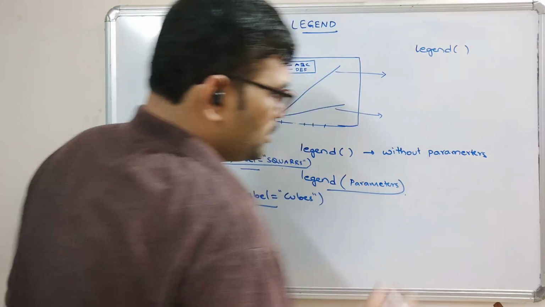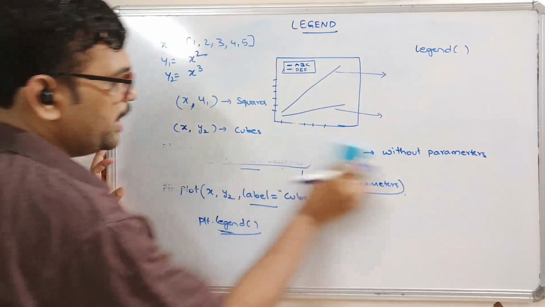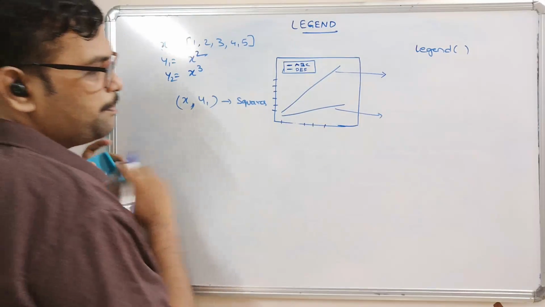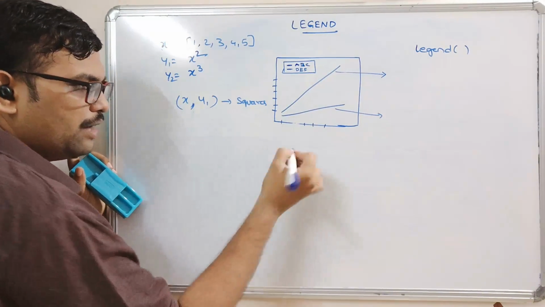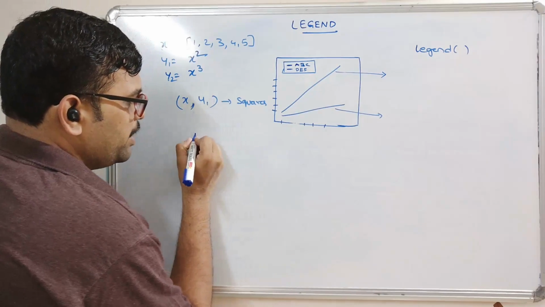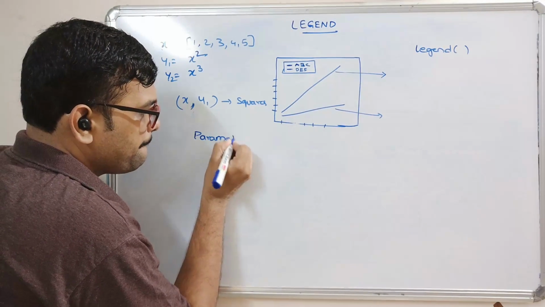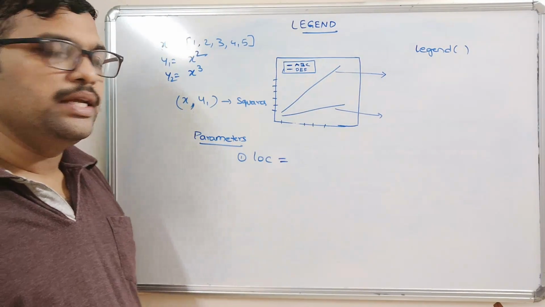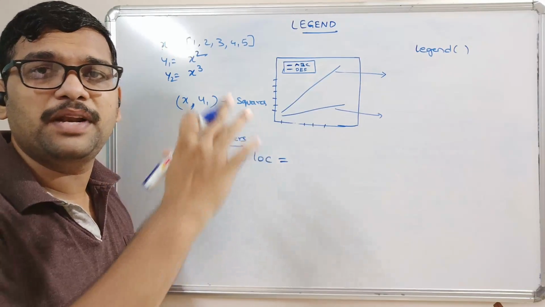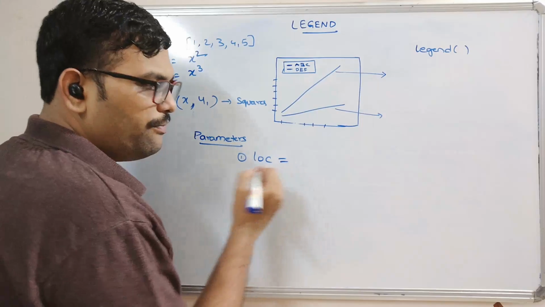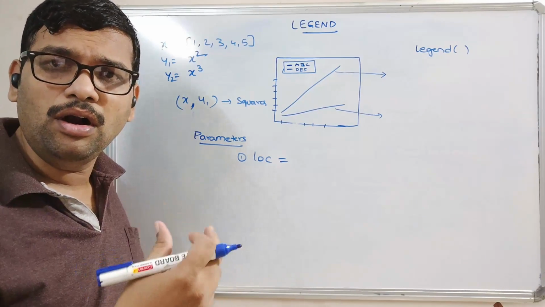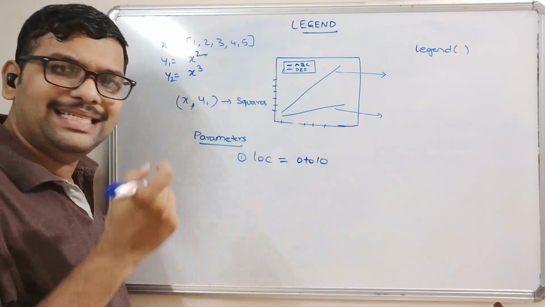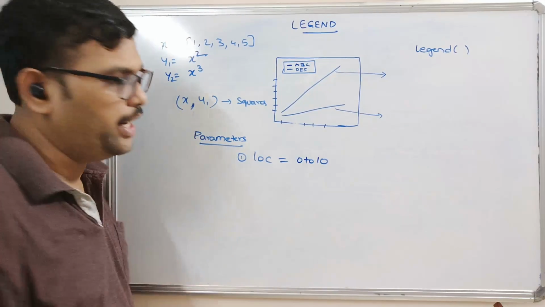Coming to the parameters, there are a lot of parameters to use with this legend function. For example, I will tell you the parameters. The first one is location. loc is equal to means the location where to display the legend box. Here the values you can give are either a string or numerics. The numerics will be from 0 to 10. Each number will represent one position.